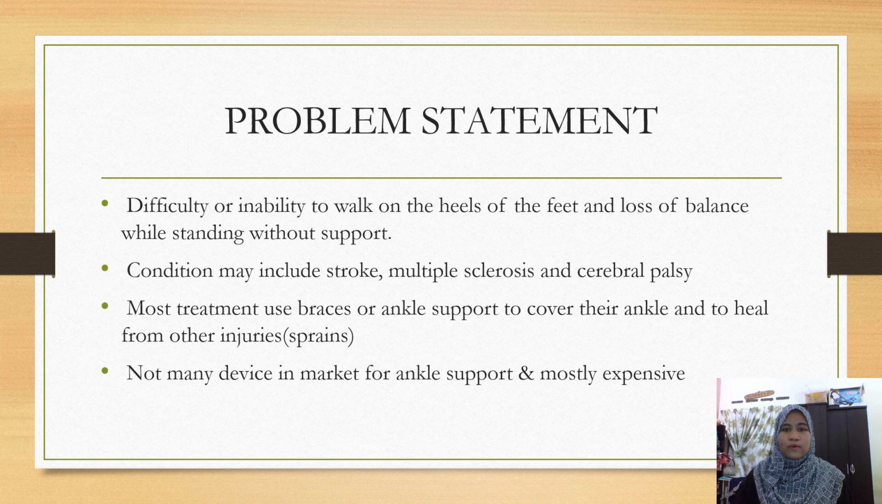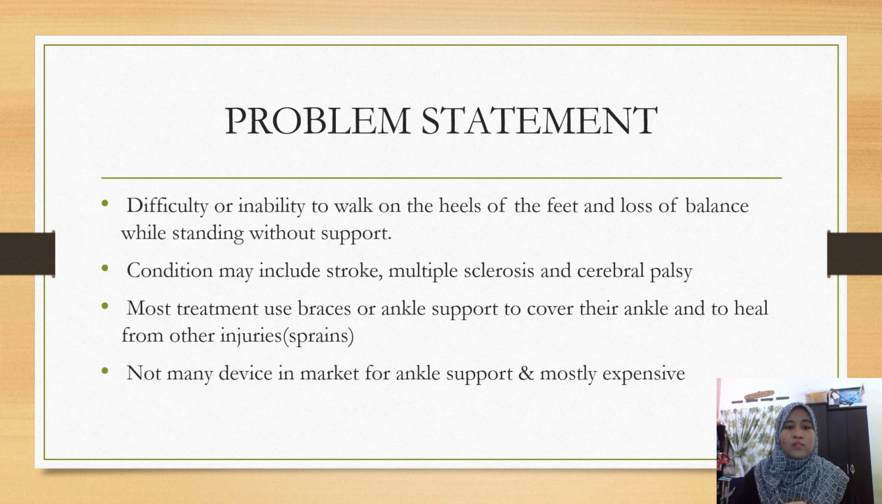So before I do this project, I must do some research to state some problems that always become the problem among stroke patients. So there are 4 problem statements that I have. First, difficulty or inability to walk on the heels of the feet and loss of balance while standing without support. And second, the condition may include stroke, multiple sclerosis or cerebral palsy.